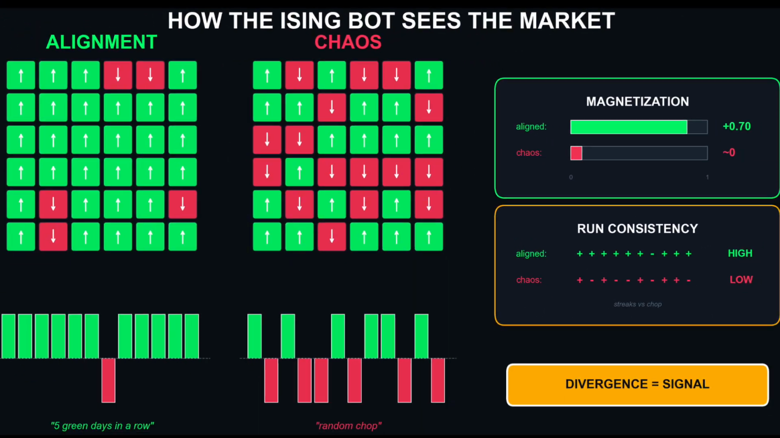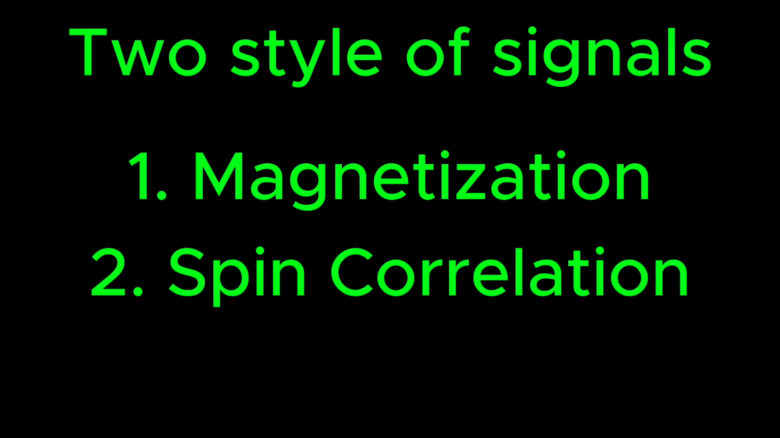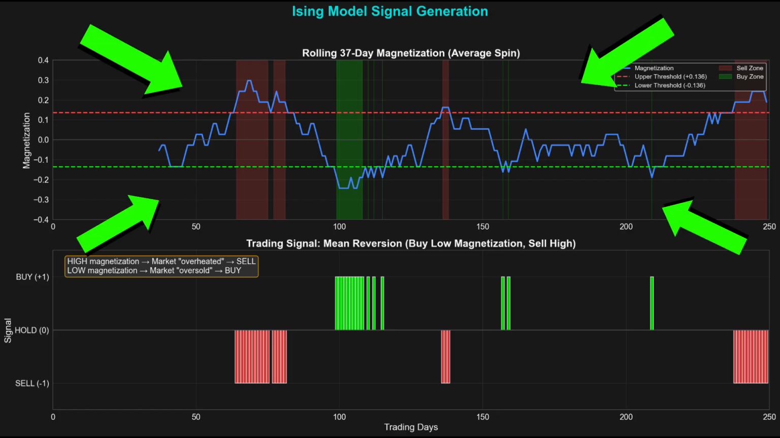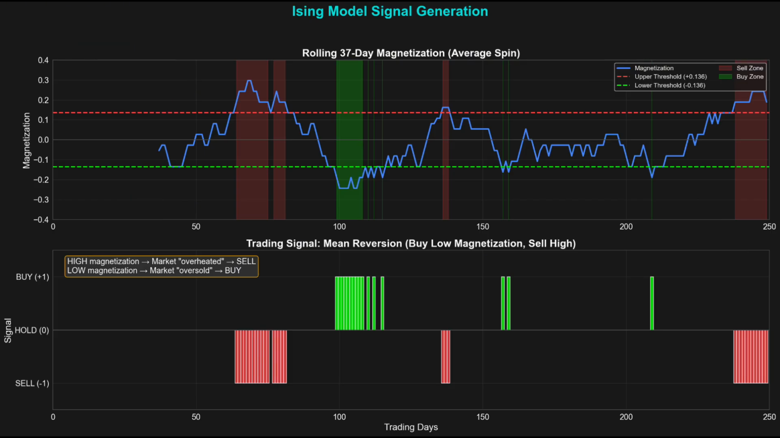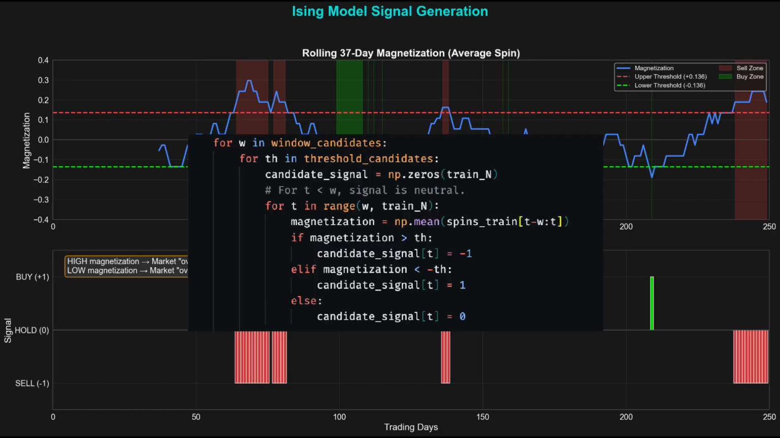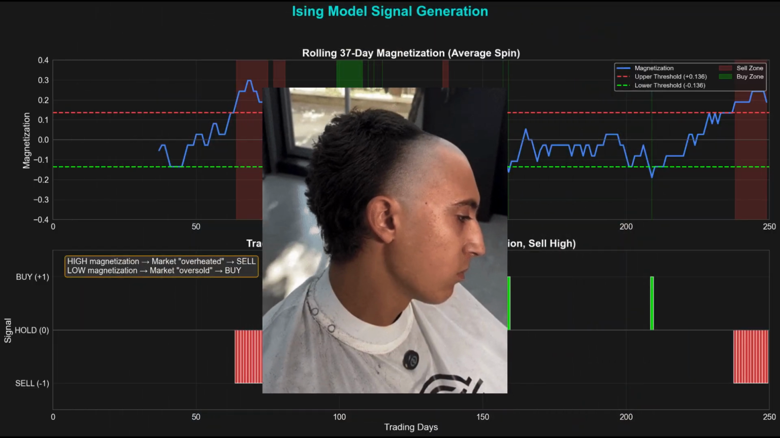So I built a bot that trades using 2 magnet-style signals. One is magnetization. Two is spin correlation. And the second I saw the equity curve, I got a bit suspicious. The first signal, magnetization, which is a fancy way of saying is the market leaning up or down lately, is the average of spins in a rolling window. When magnetization gets extreme, I fade it, because extreme means overcrowding.